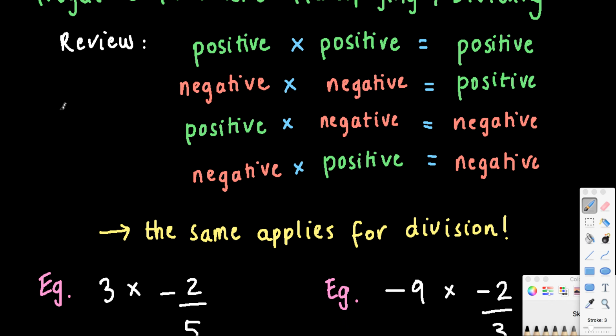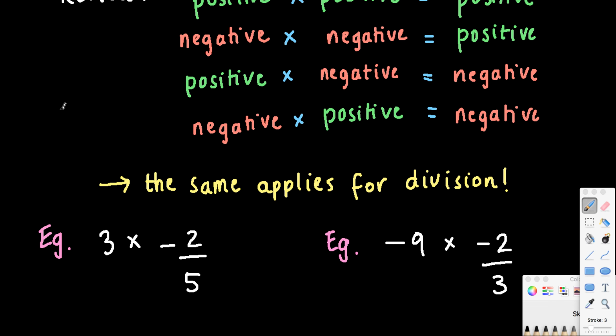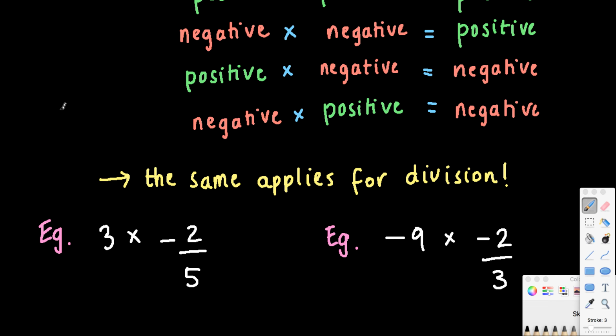The only way we can get a positive answer here is if we are multiplying together two positive numbers or two negative numbers. In all other cases, we will get a negative answer. That's if you're multiplying a positive by a negative or a negative by a positive. And these same rules actually apply for division. I haven't written them out again for division, but I will do a little bit of division in a moment.